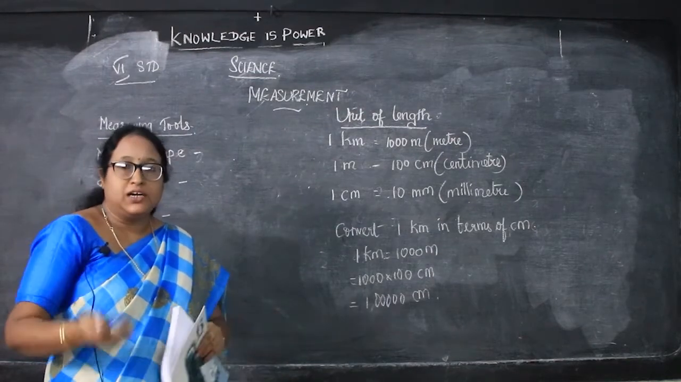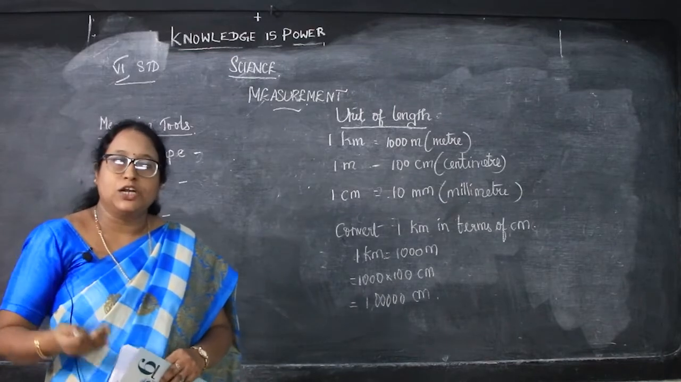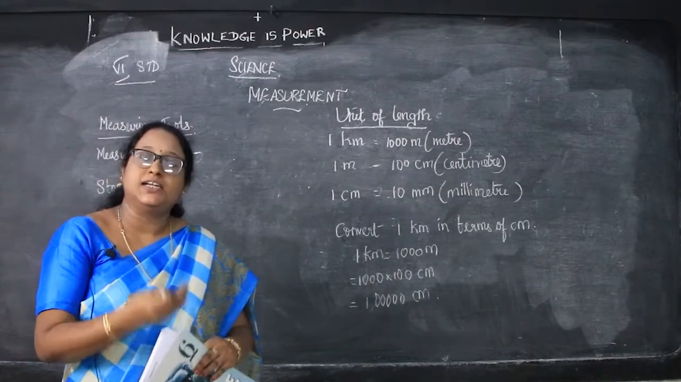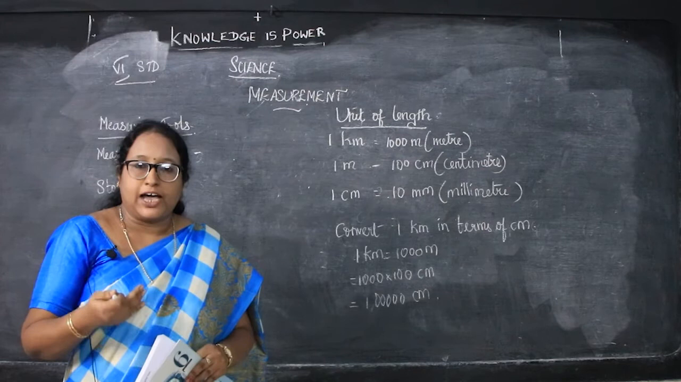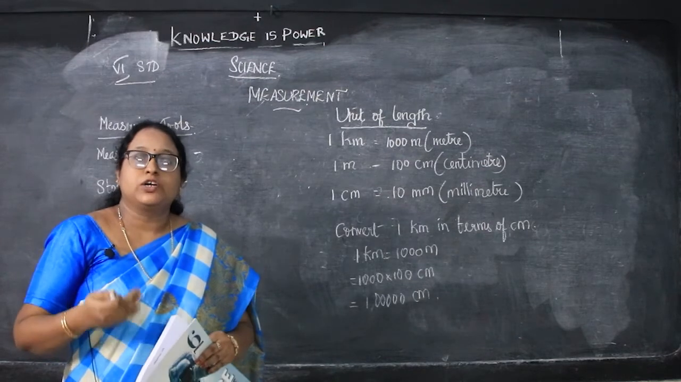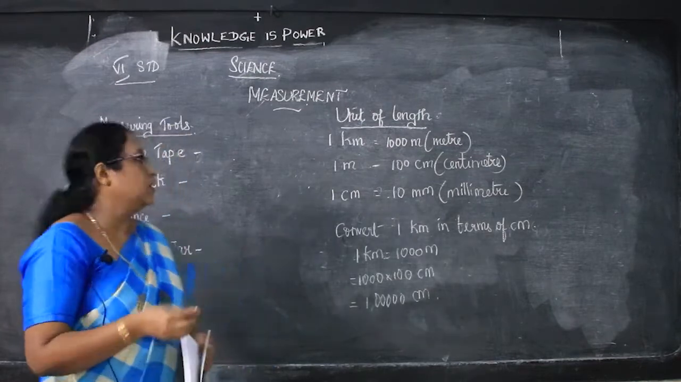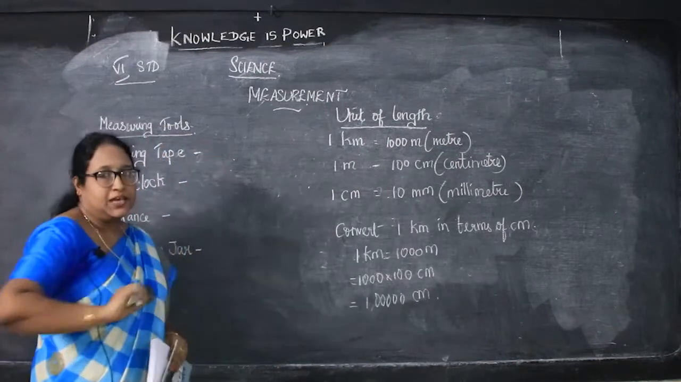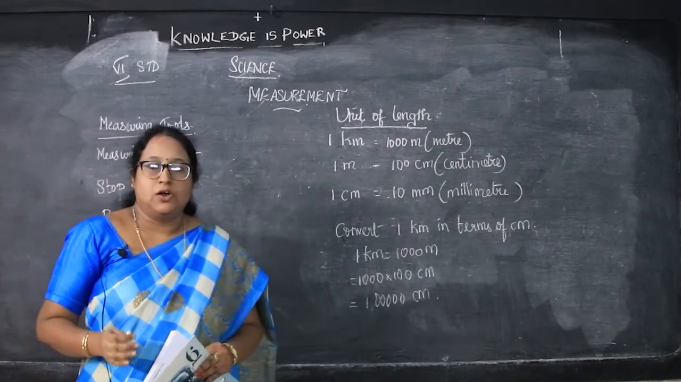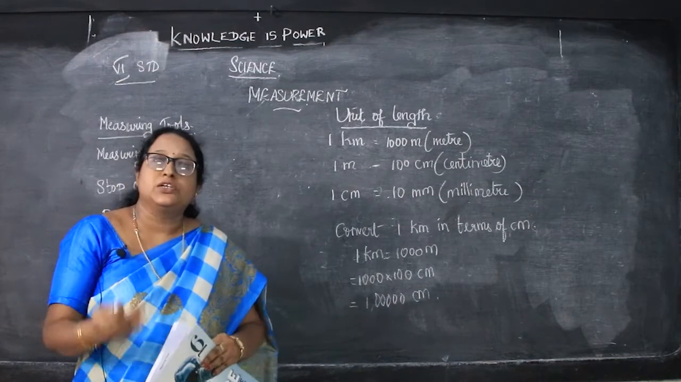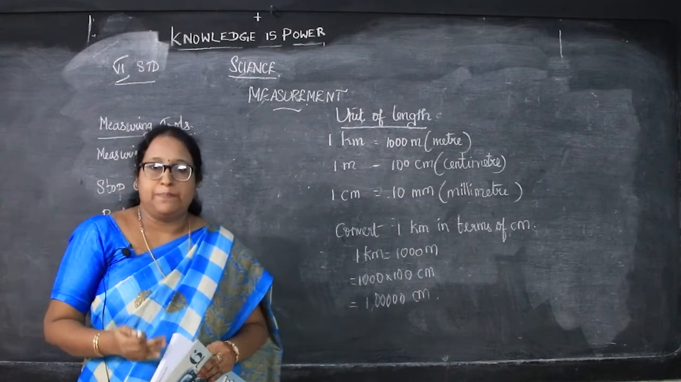So we have already learnt about weight, kilogram, length, mass in the earlier classes. But now we have come to 6th standard, so we are going to learn more about this in detail. Now first we will see what is measurement. Measurement is a comparison of an unknown quantity with the known quantity.